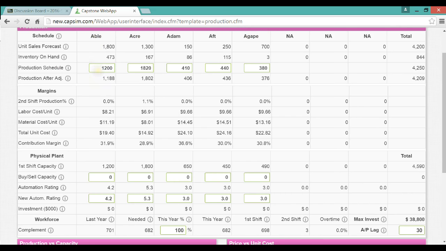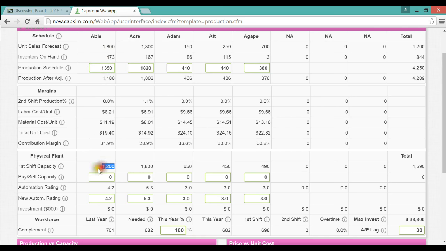Let's look at Able. We forecasted 1,800. We're producing 1,200. However, if you recall, we had a problem with inventory, and this is where the problem lies. We have almost 500 units of inventory on hand. So if we take that 500 plus 1,200, that's 1,700. That almost accounts for our forecast. So maybe just to be safe, I'll increase this to 1,350.